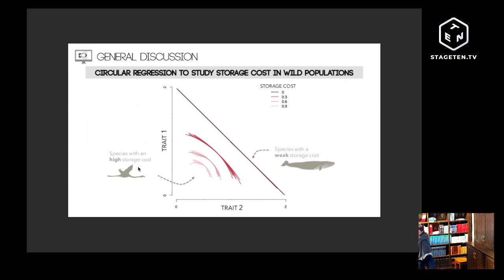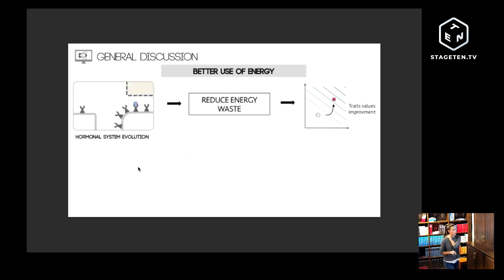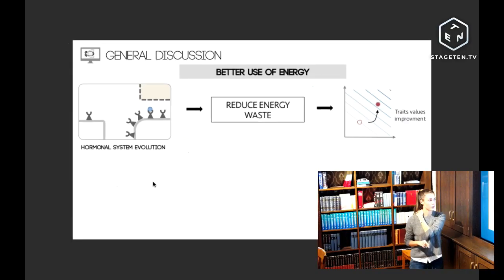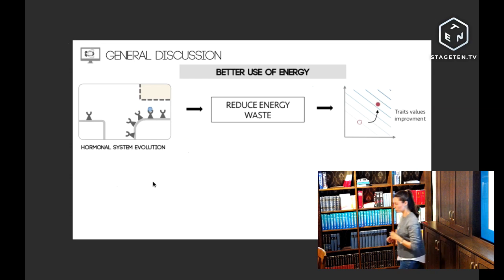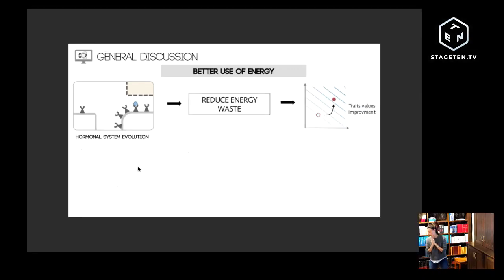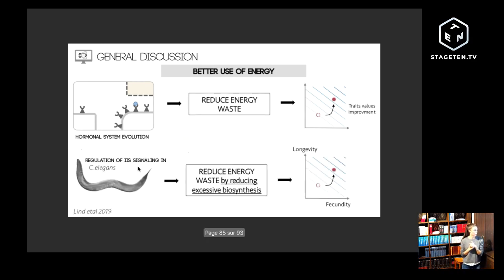As I showed in my first model, if we consider clearly the hormonal system, we can understand how trade value can improve. And we saw in my model that with an evolution of the hormonal system, we can reduce the energy waste, which leads to a trade value improvement. That was confirmed by a paper of Lind this year, where he was regulating the insulin signaling pathway in C. elegans, and he was able to reduce the energy waste by reducing the excessive production of biosynthesis. And with this particular method in C. elegans, they are able to increase both longevity and fecundity.